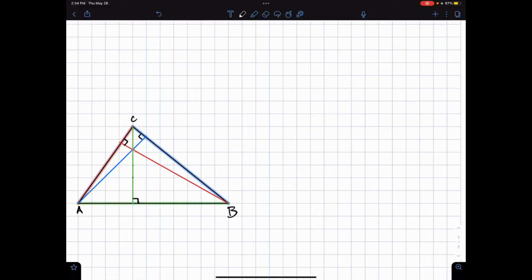Okay, so what we want to do is show that the three heights of a triangle always intersect at a single point. And the height of the triangle, as we know, is the line that is perpendicular to one side and passes through the opposite vertex. So this height C is perpendicular to AB and passes through vertex C.